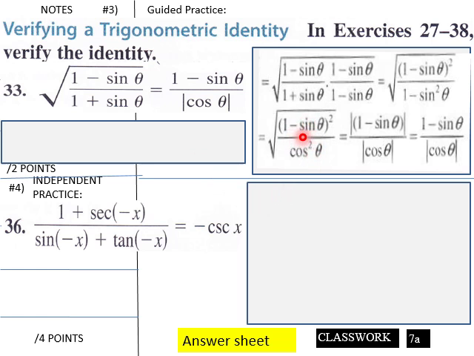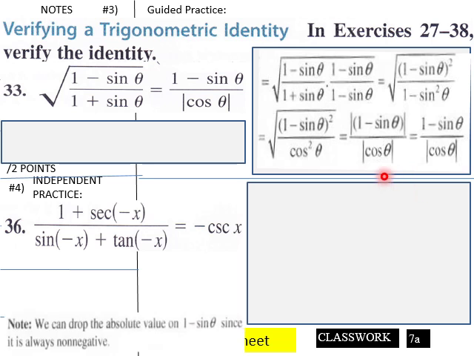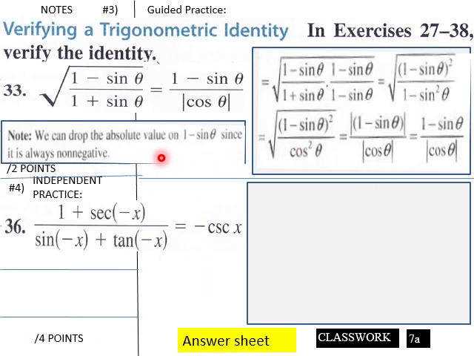And then when we do that, we have 1 minus sine theta squared over cosine squared theta. This becomes the absolute value of cosine theta. This will become the absolute value of 1 minus sine theta. And then you can just take away your absolute value bar, and you have 1 minus sine theta over cosine theta. Note, we can drop the absolute value on one since it is always non-negative. So that's our justification for doing that over here.